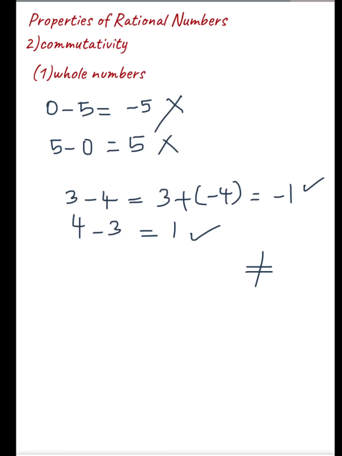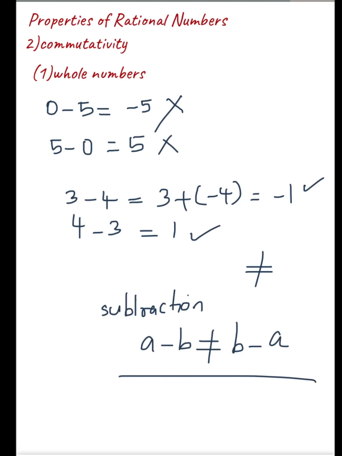So what can you say? You can say that subtraction is not commutative for whole numbers. Why? Because A minus B is not equal to B minus A. If A and B are whole numbers, then A minus B is not equal to B minus A in this case. So subtraction is not commutative for whole numbers.